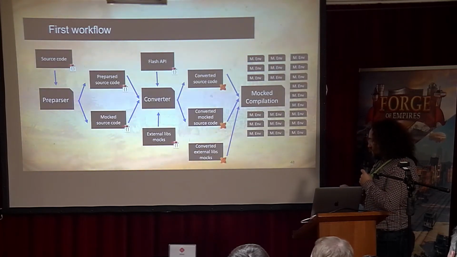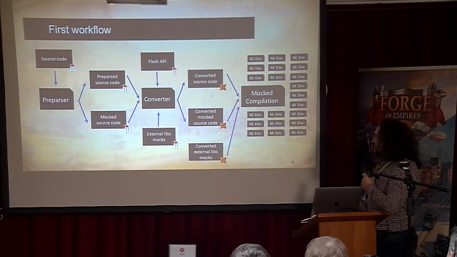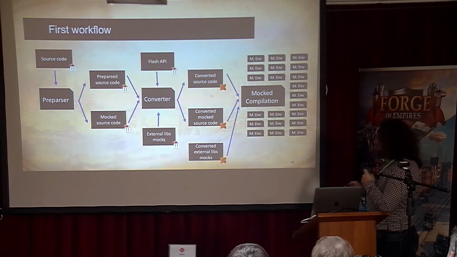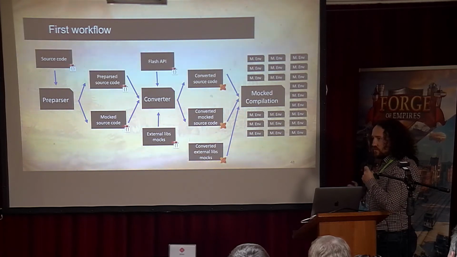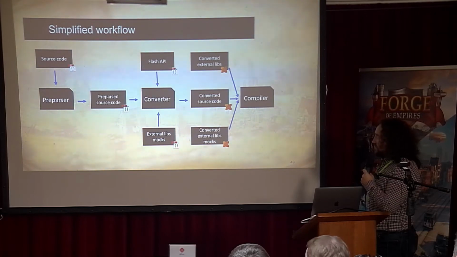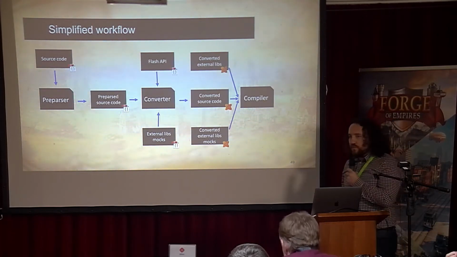This, as you already saw, was the latest workflow that we had so far. Mock compilation basically just helped us improve the converter to the point that we have zero compilation errors, so we don't need it anymore. We just dropped the mock compilation completely, and now we run the preparsed ActionScript code through the converter, resolve the type issues, get the converted Haxe code, and then compile it to JavaScript.